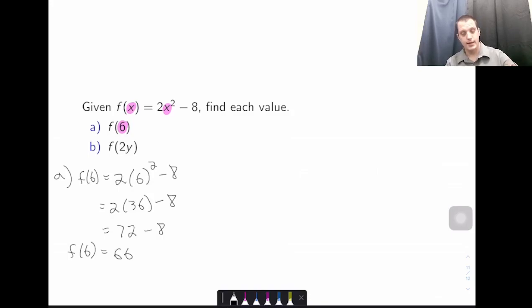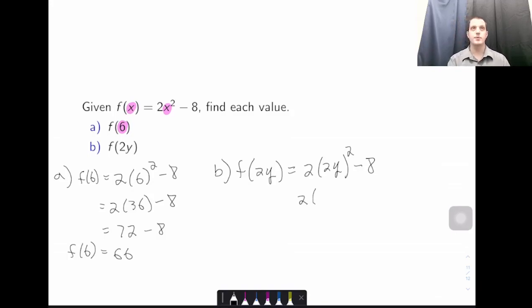All right, b, on the other hand, gets a little bit more complicated. For b, we're not replacing our x with a number. We're replacing our x with a number and a letter. So a good step, which you may have seen me do on a, is when you replace your variable with something, replace it with parentheses. So I'm going to get 2 parentheses 2y squared minus 8. I'm going to keep the parentheses for now because I'm going to be doing the exponent. 4y squared. So I squared the 2, which gave me a 4. I squared the y, which gave me a y squared. And let's not forget our minus 8.